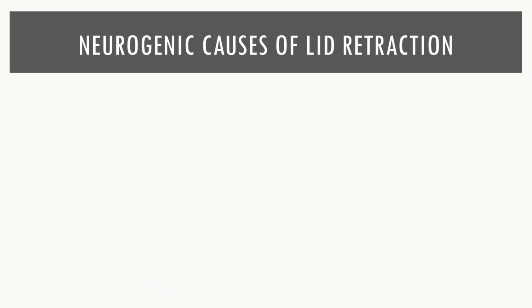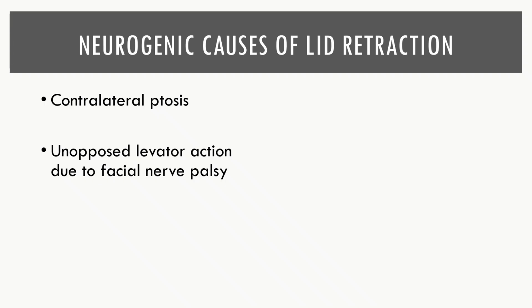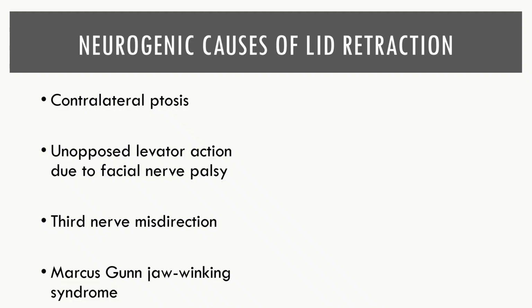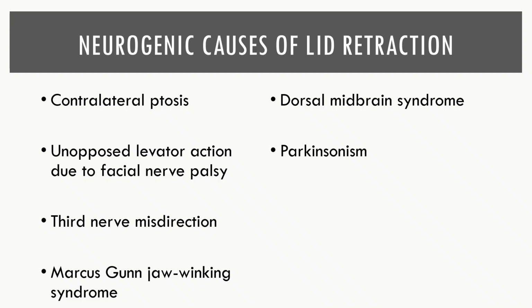The neurogenic causes of lid retraction act through abnormal neural input to the levator muscle. Examples are contralateral ptosis, unopposed levator action due to facial nerve palsy, third nerve misdirection, Marcus Gunn jaw winking syndrome, dorsal midbrain syndrome, Parkinsonism, and sympathomimetic drugs.